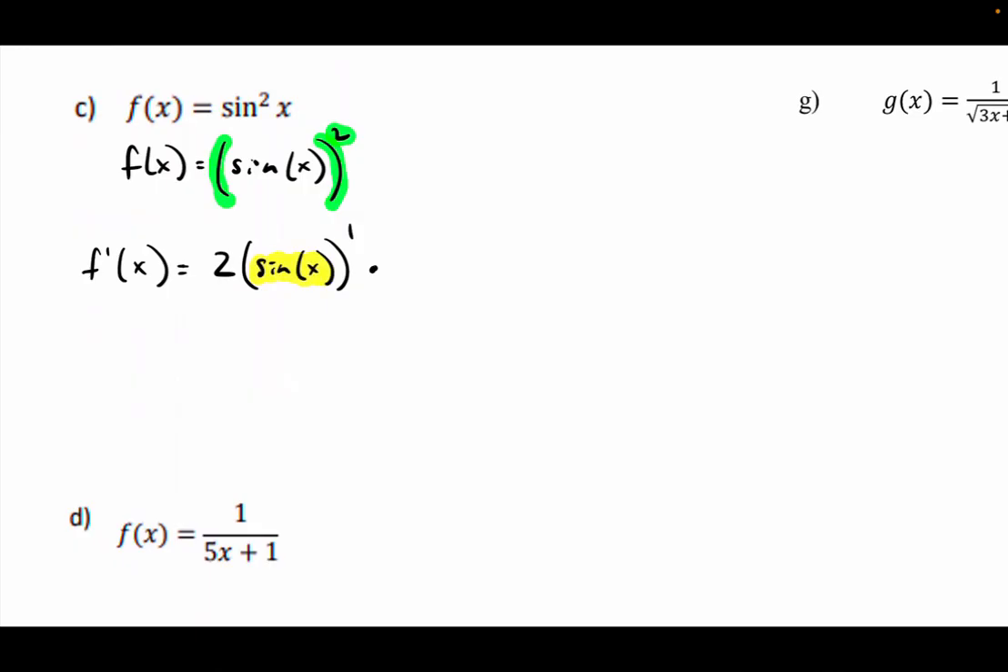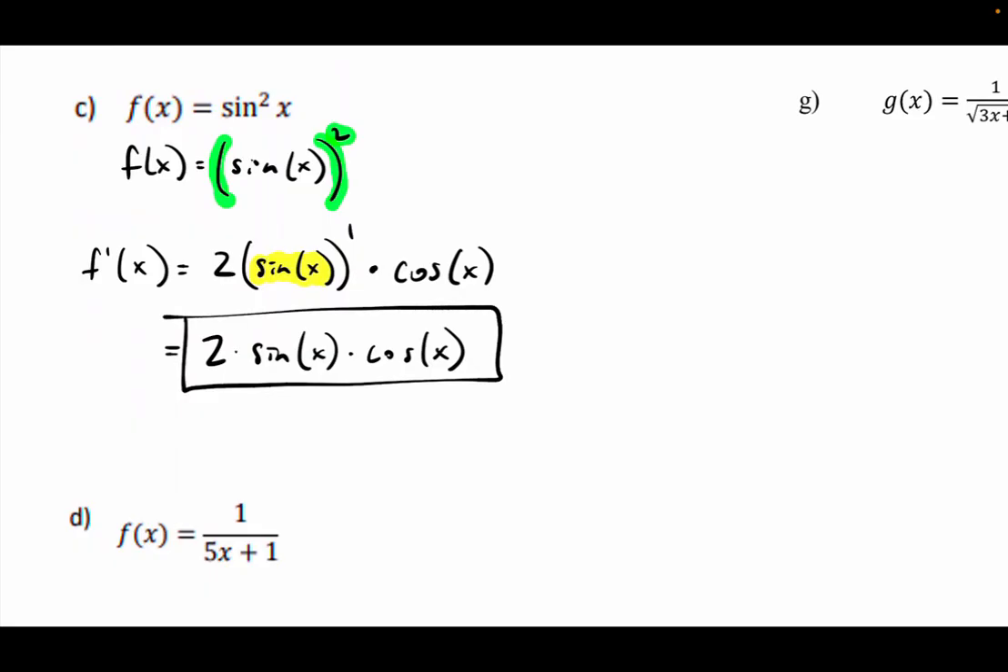Now be careful. If that was sine of 2x or sine of 4x, then it would have another layer, but it doesn't because it's just an x. We'll see problems like that later. So now what's the derivative of the inside? Cosine. So if you have a power of 1, you don't need to write that. You can if you want, but you don't need to. So it's 2 times sine of x times cosine of x. That's the derivative. Done.